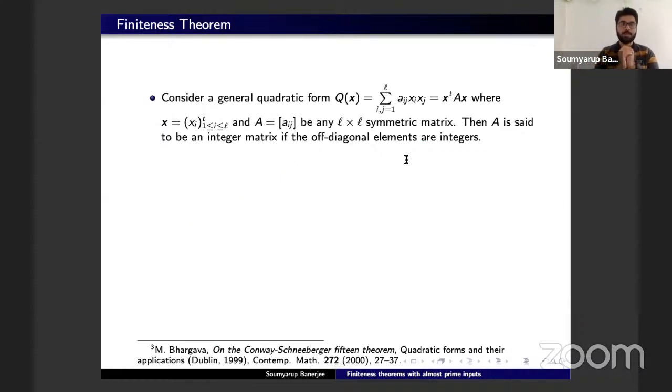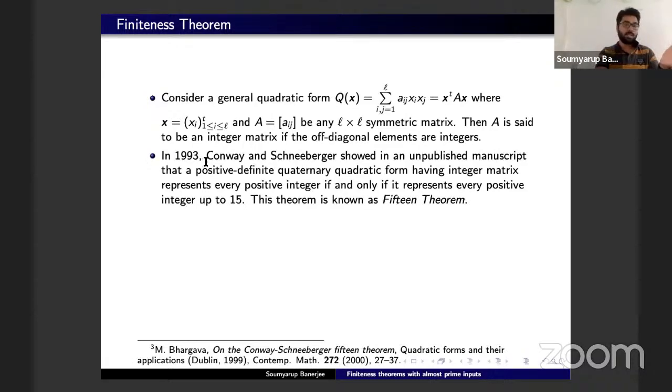Now, let us move on to another generalization of Lagrange's theorem. So consider a general quadratic form. Not the Lagrange theorem, but Ramanujan's theorem, I mean Dickson's theorem basically. So let us see the generalization of Dickson's theorem. Consider a general quadratic form Q(x) equal to the sum of aij xi xj, which is basically x transpose A x, where x is equal to (xi) transpose and A equal to (aij) is an L cross L symmetric matrix. Then A is said to be an integer matrix if the off diagonal elements are integers.